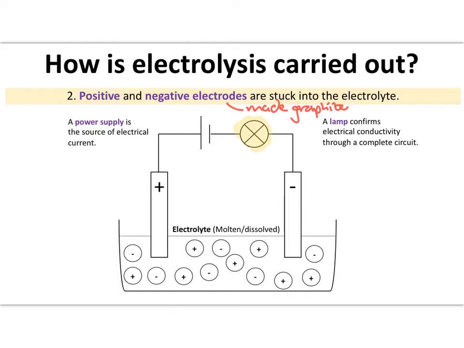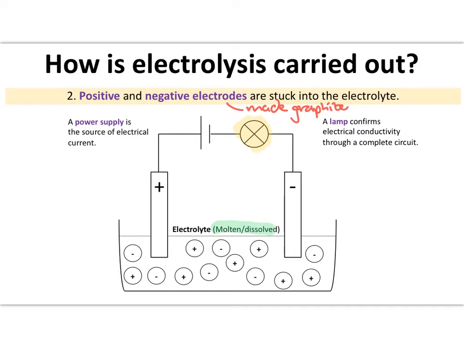Obviously, our electrolyte, as we've already said, has to be molten or dissolved. And then when we turn on the power supply, one of the graphite rods, one of the electrodes, is going to be positive, and the other is going to be negative. Once that happens, I want you to think about what you expect to happen to those ions that are molten or dissolved.